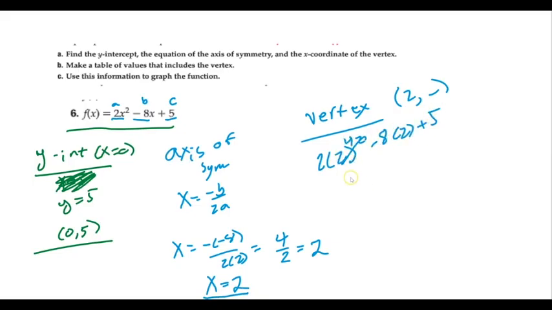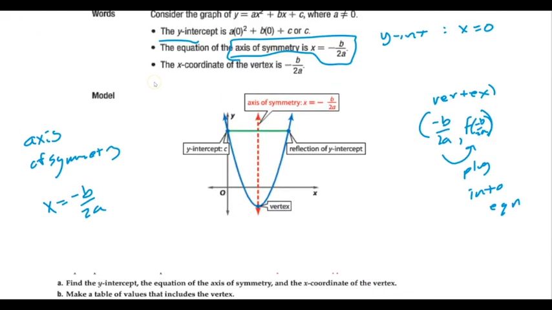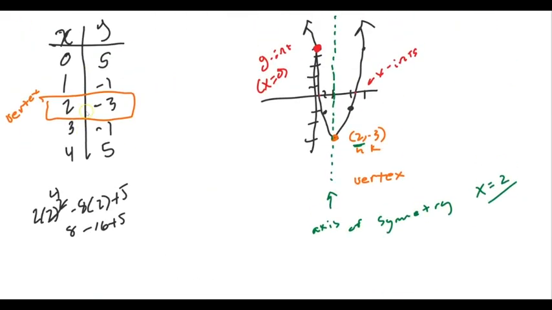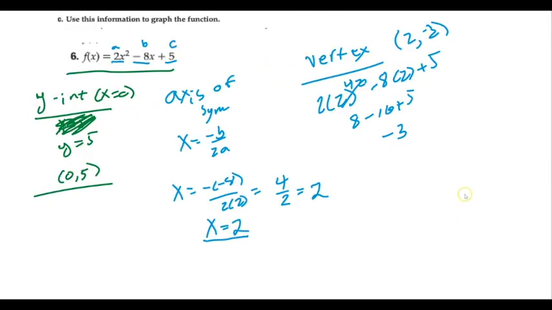This is 4. 8 minus 16 plus 5. Negative 8 plus 5 is negative... That's my vertex. This thing says make a table of values that include the vertex. If I was to do that, I'll do the exact same thing I did here: make a table, make the vertex in the middle. I want the general concept stuff.